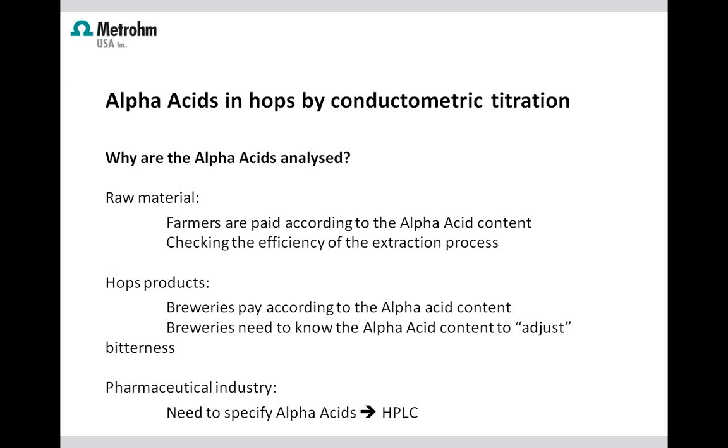So they need to make sure their alpha acids are proper. These different alpha acids are actually being used more and more in the pharmaceutical industry, and you have to be a little more specific now with these. Unfortunately, titration is not a suitable technique for that, and you really need to go to HPLC.